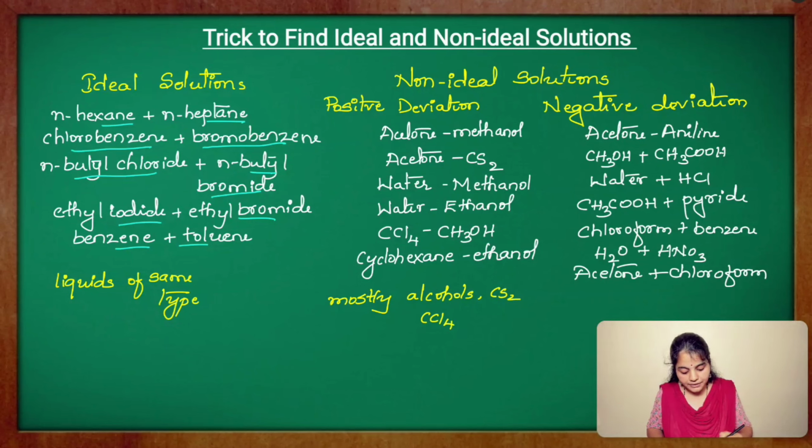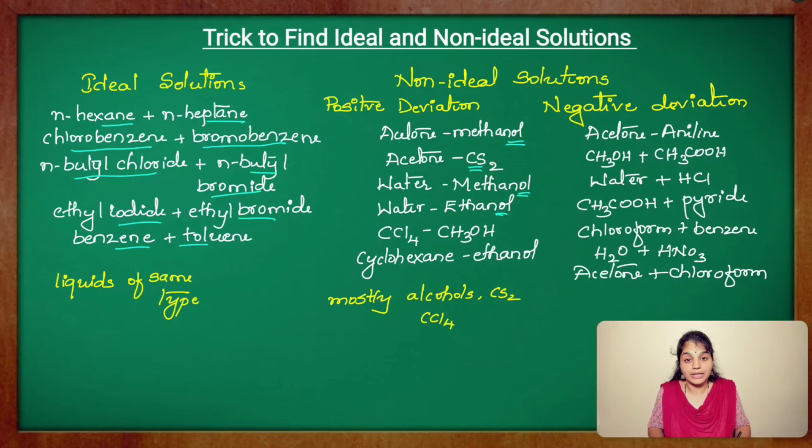In the examples, we have listed acetone and methanol. So this OL means it is alcohol. Second example, we have acetone and carbon disulfide. So since we have CS2, this mixture is an example for non-ideal solution. Third, we have water and methanol, alcohol. Water and ethanol, again alcohol.